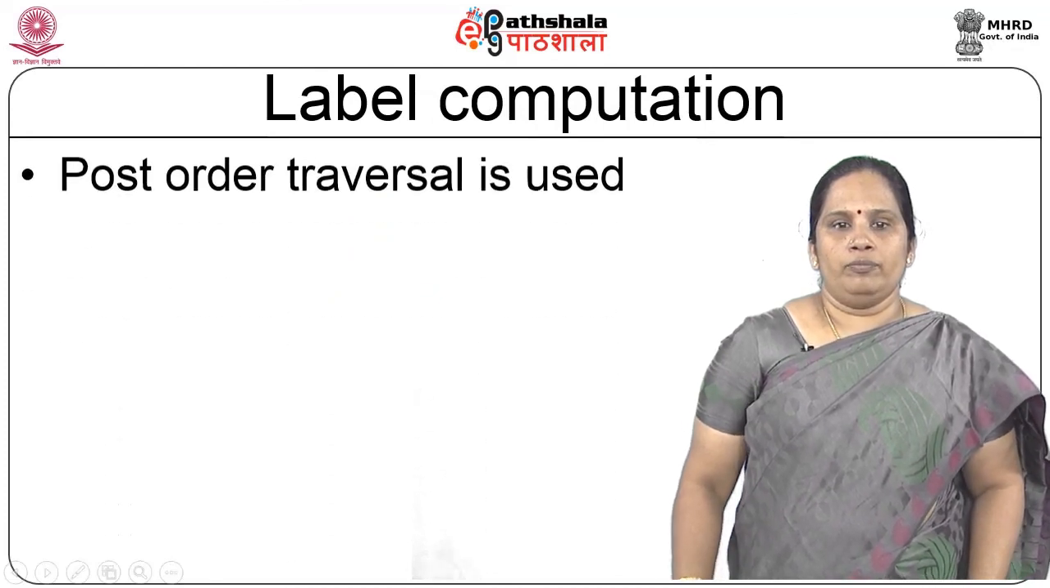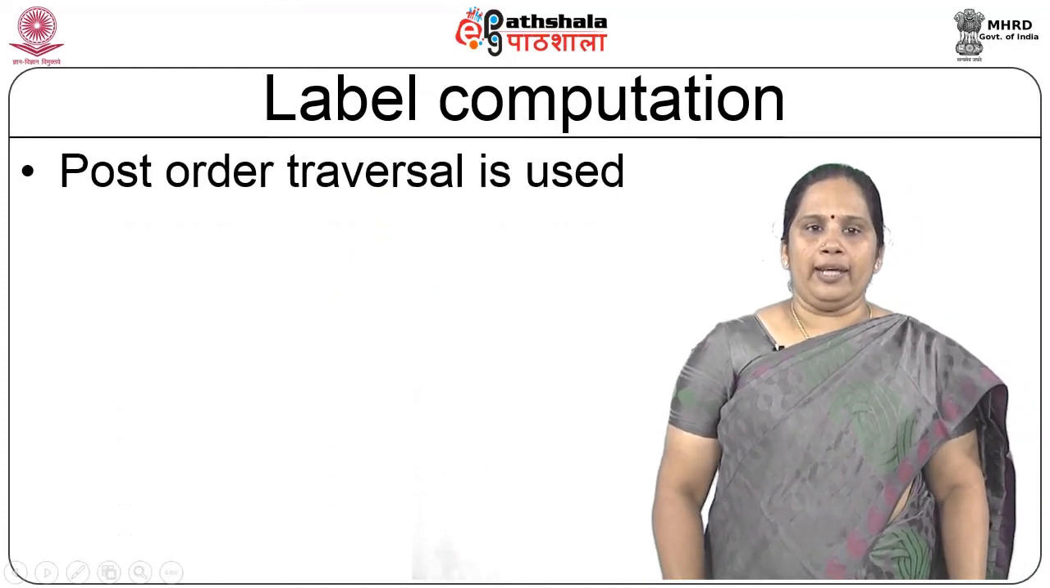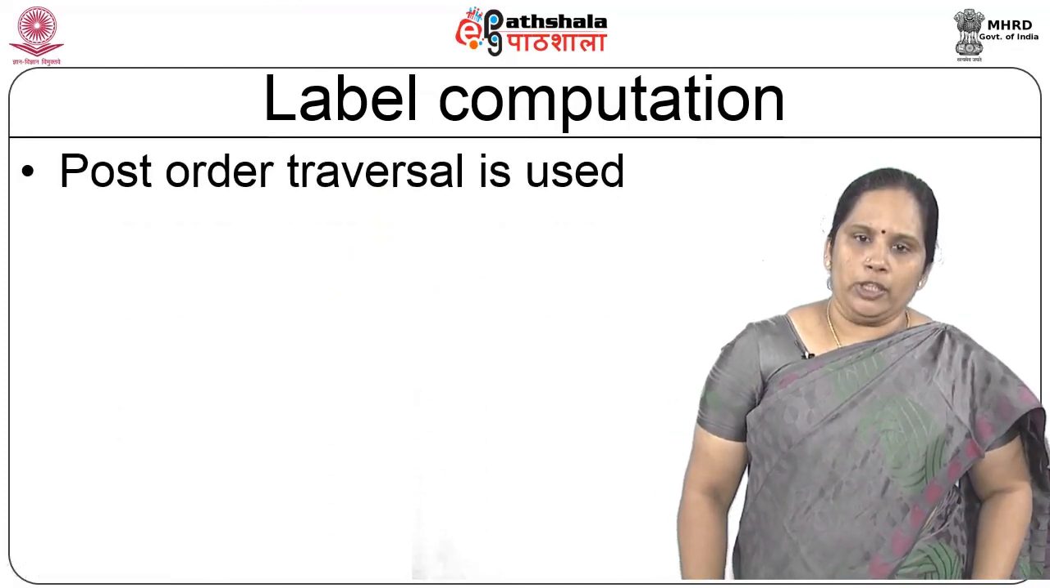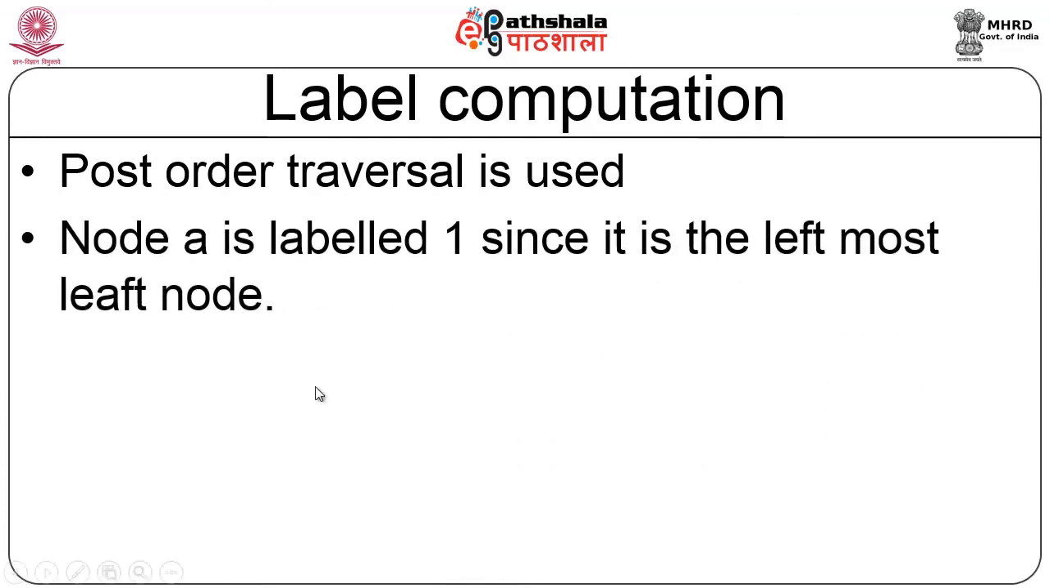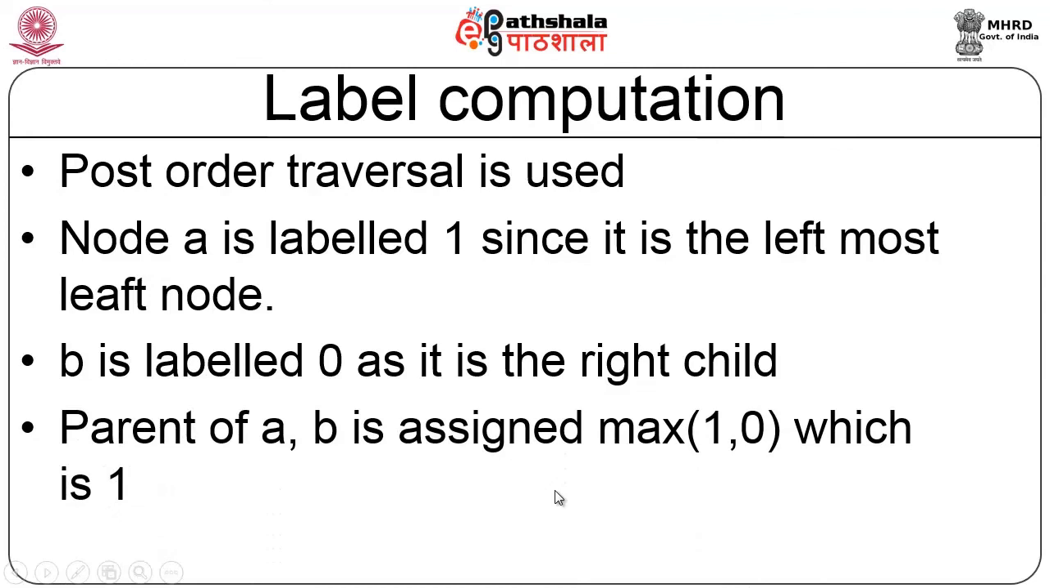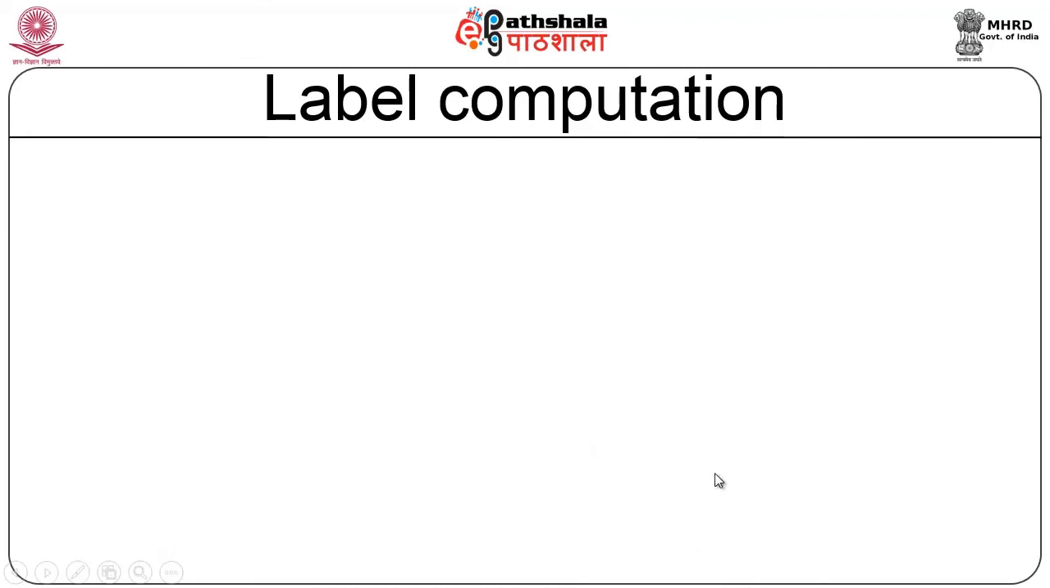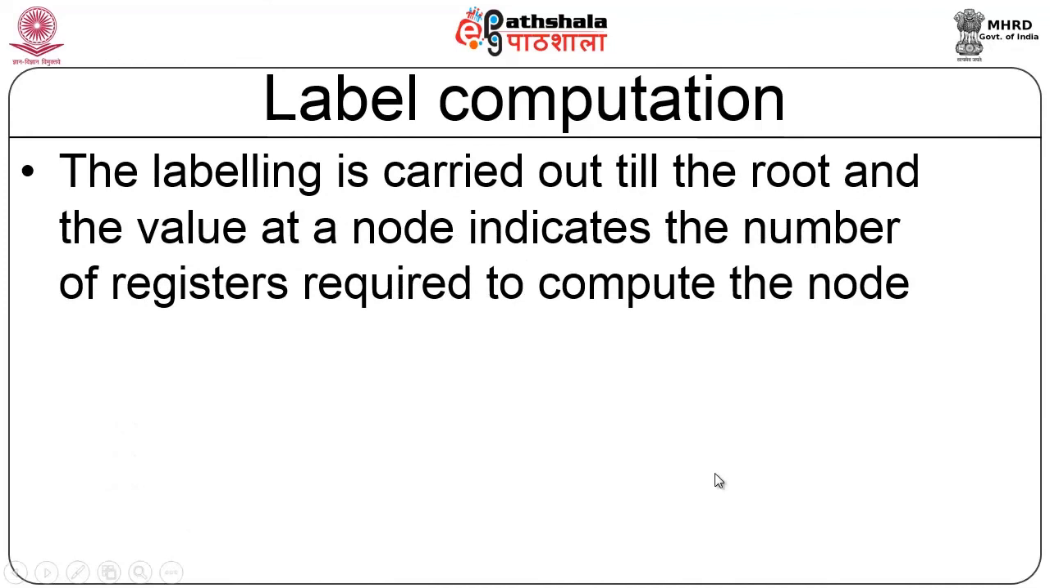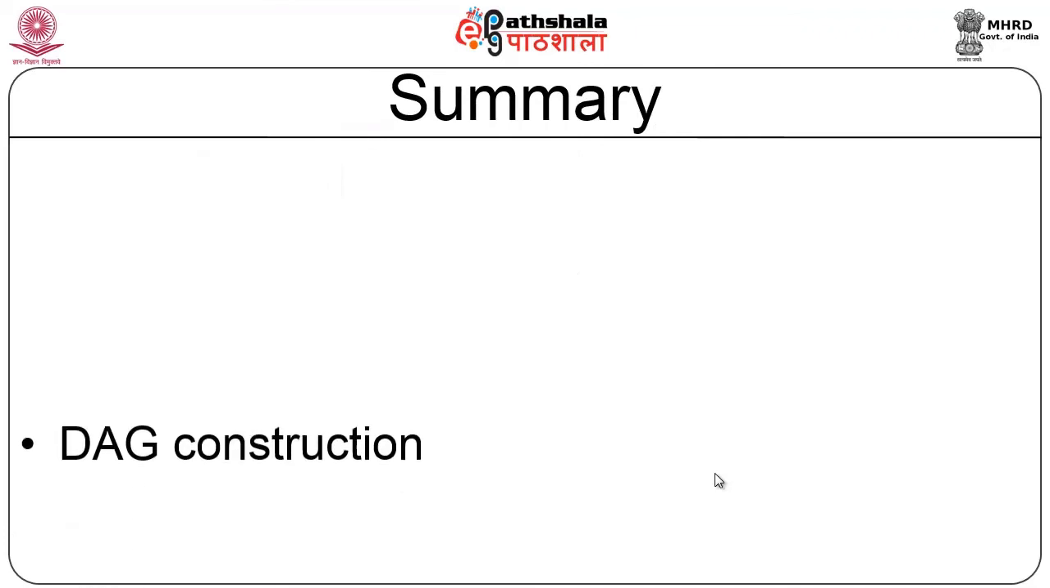Now typically for computing the label, you can use post order traversal, and node A is labeled 1 since it is a leftmost leaf node. This is what we have just seen, and B is labeled 0 as it is a right child, and the parent of A, B is assigned a max of 1, 0 which is 1. Then the labeling is carried out till the root, and the value at a node indicates the number of registers required to compute that particular node.